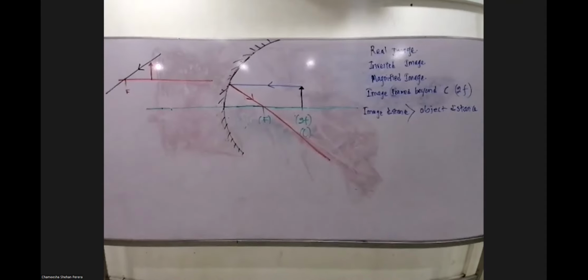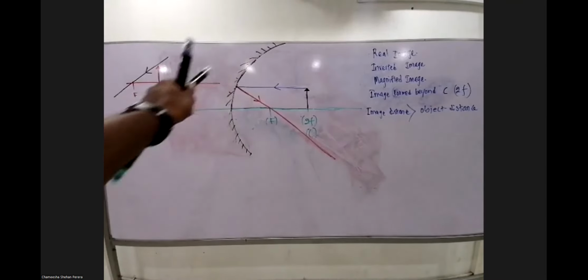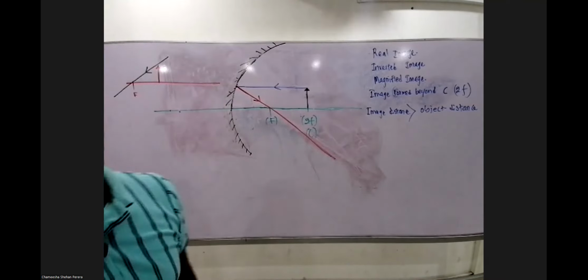That light ray could easily go through the focal point. Can you see that? I want a response.